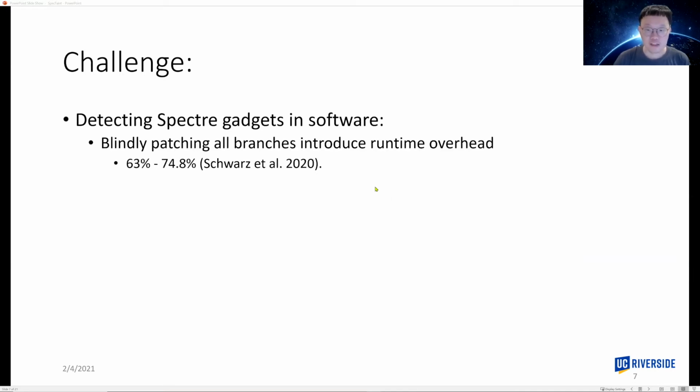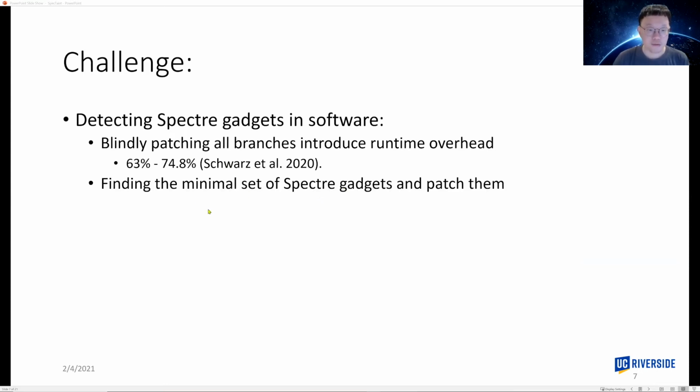Patching all branches in a program is infeasible because it might introduce large runtime overhead. To ensure the security of the software without thwarting the efficiency, the goal is to find the minimal set of Spectre gadgets in the program and only patch those gadgets.